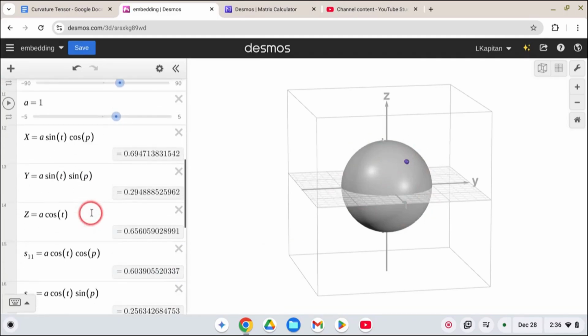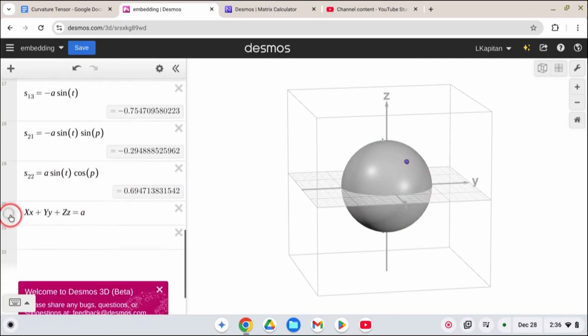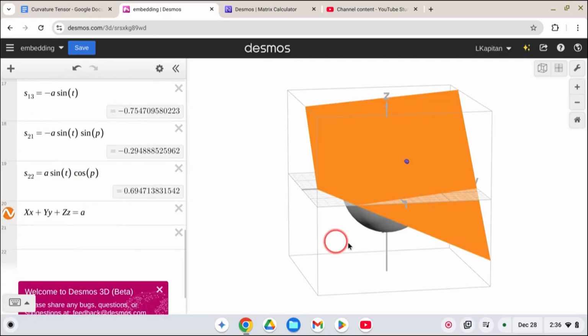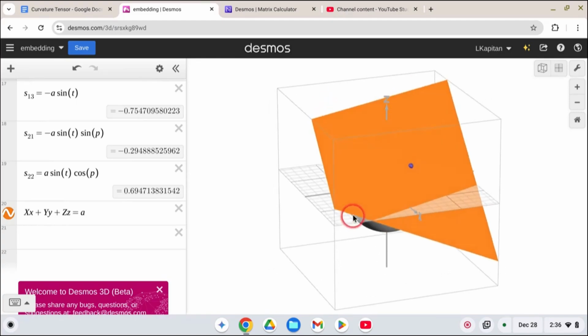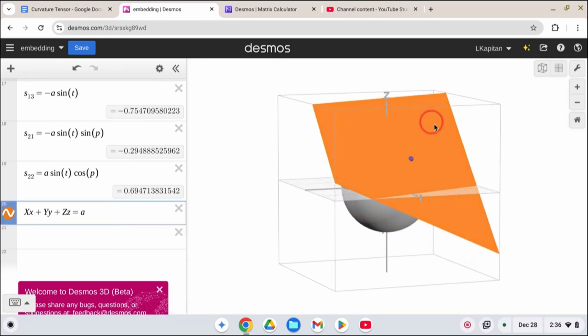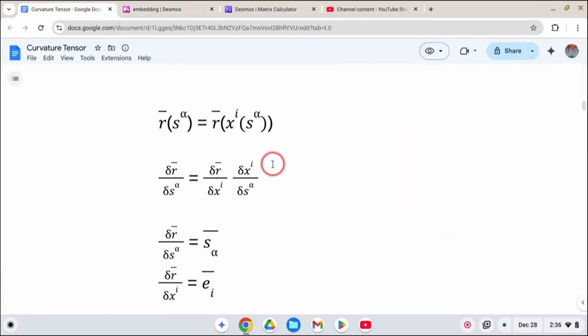Now, what we can also do is put a plane on that looks like this. Do you see it? It just touches it right at that point. So this is our tangent plane. We're going to need that later. All right, so let's keep rocking.